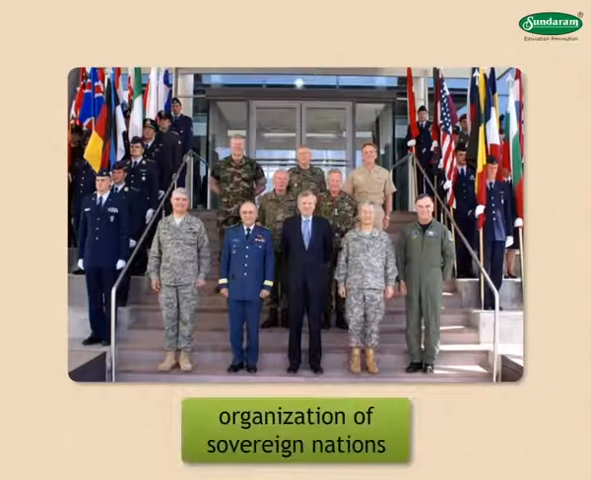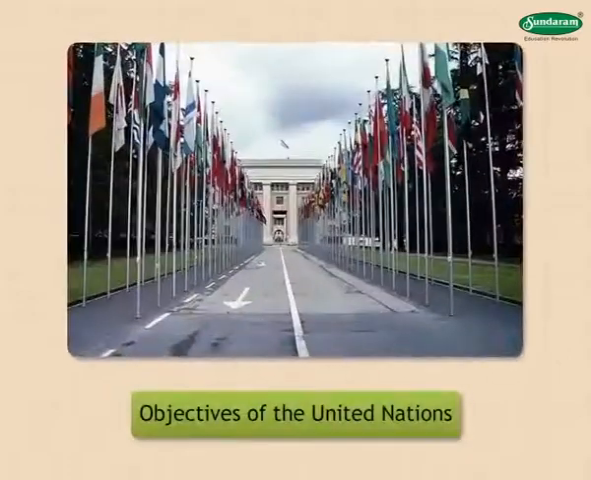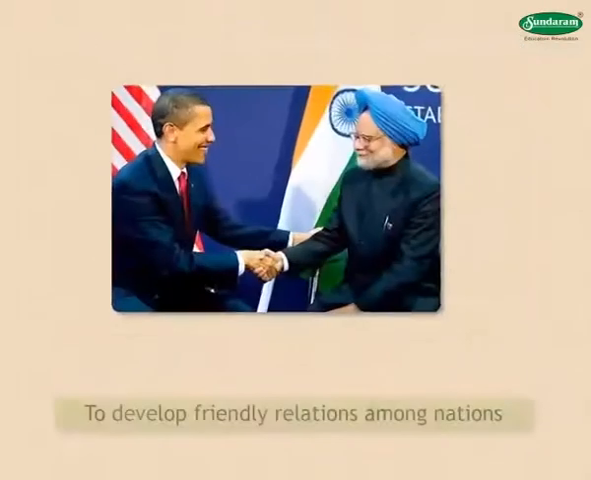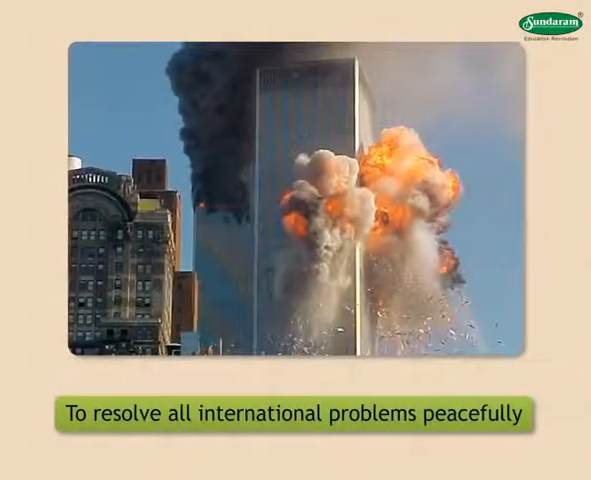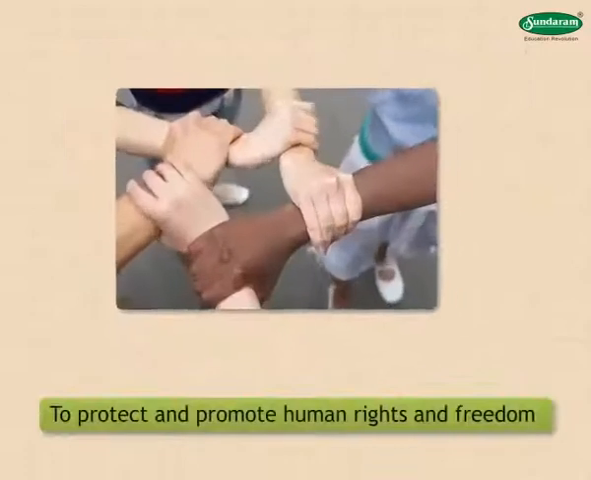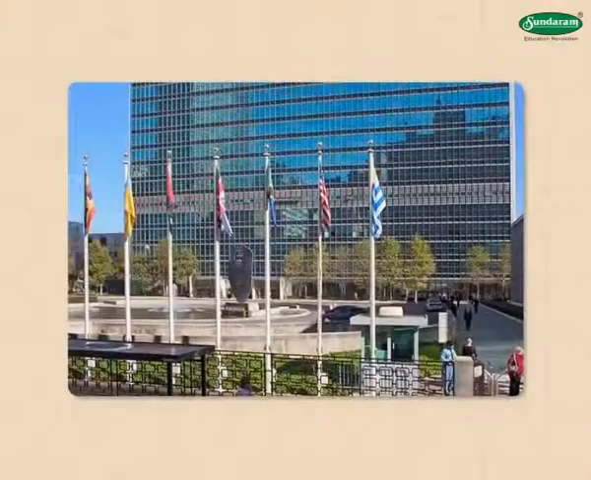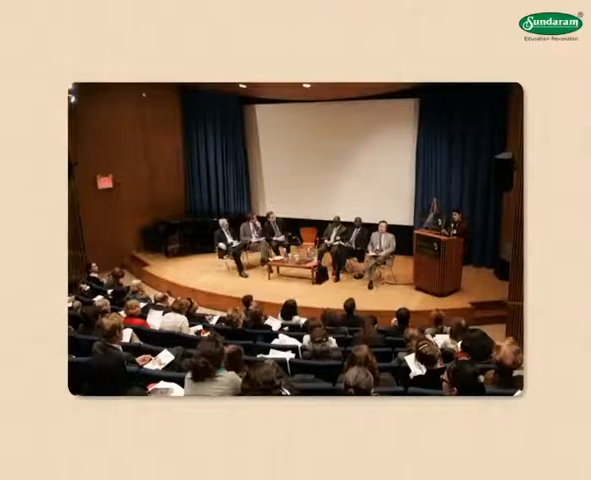It is an organization of sovereign nations. It is binding on all the member countries to resolve their international issues only through peaceful means. Let's now, in brief, study the main objectives of the United Nations: to enhance international peace and security, to develop friendly relations among nations, to resolve all international problems peacefully, to protect and promote human rights and freedom. The United Nations coordinates the activities of various countries in order to achieve the above objectives.